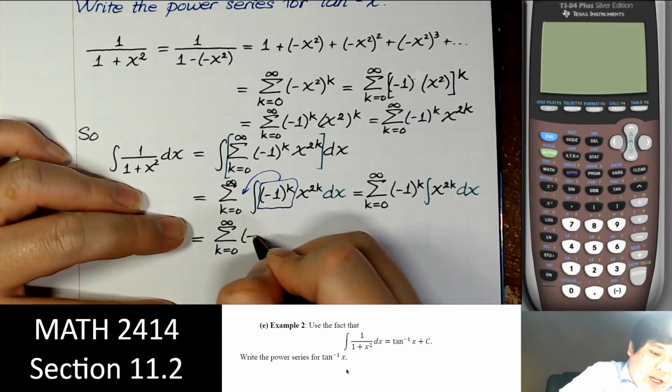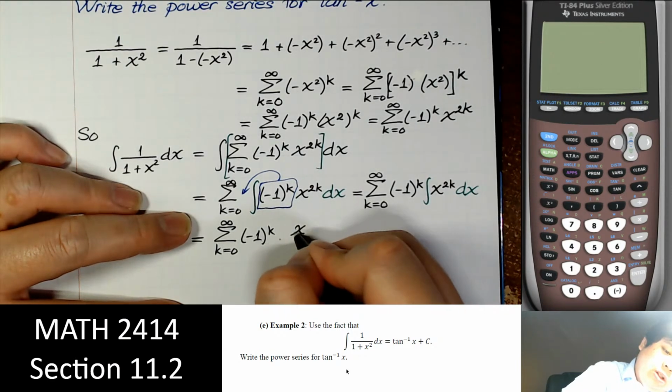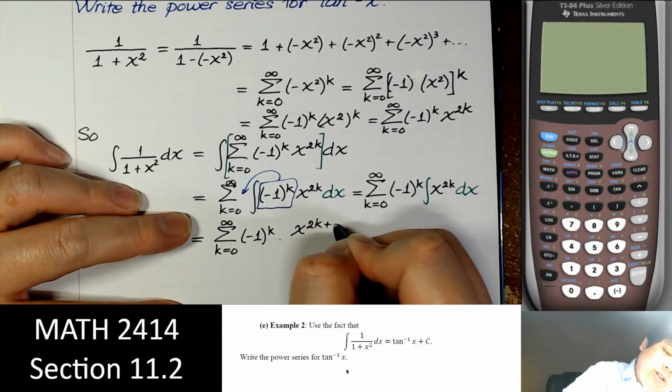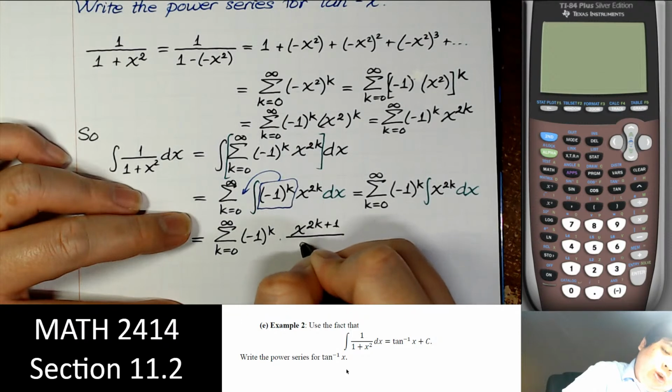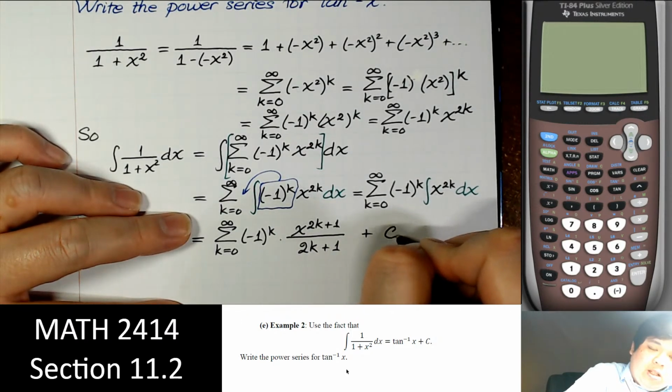Now, negative 1 to the k times the integral of x to the 2k, which is x to the 2k plus 1 over 2k plus 1, plus a constant c.